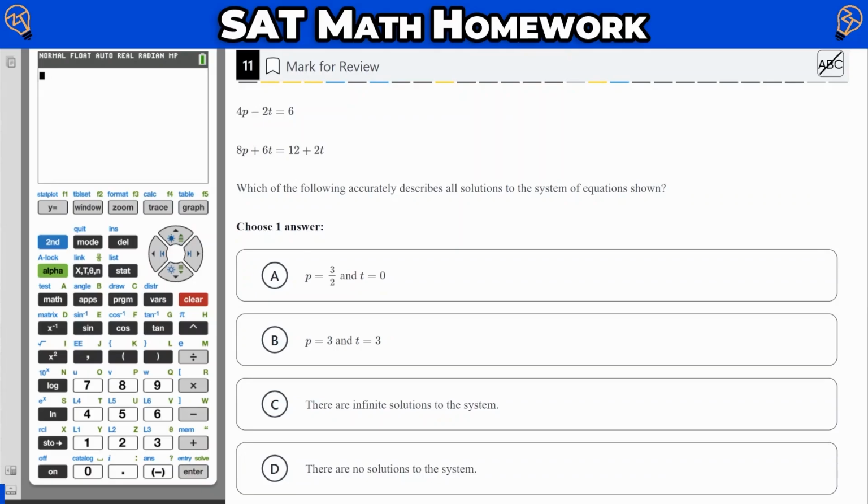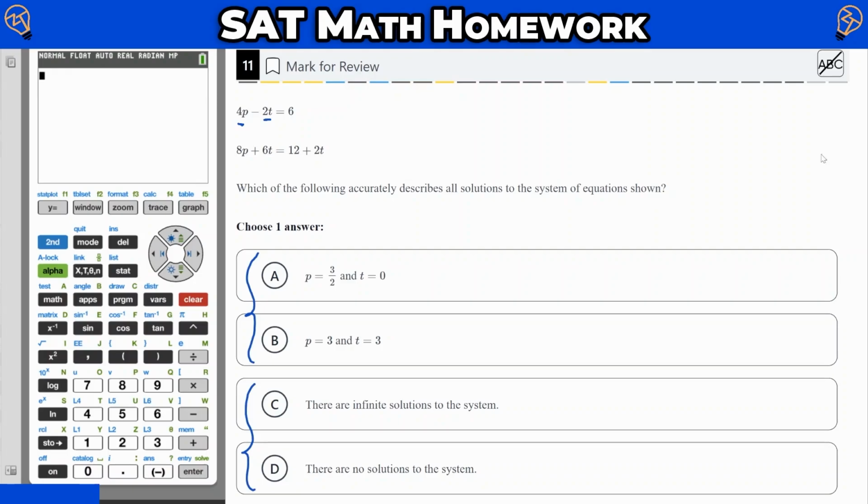So for this question, we have a system of linear equations. A couple things that are noteworthy. Instead of using x and y, they're using p and t, which isn't a big deal, but it's something to note. And then also, they're not both in standard form. And actually, a third part is that the answer options aren't all just ordered pairs. A and B do provide actual values, whereas C and D are what we call the special cases of either infinite solutions or no solution.